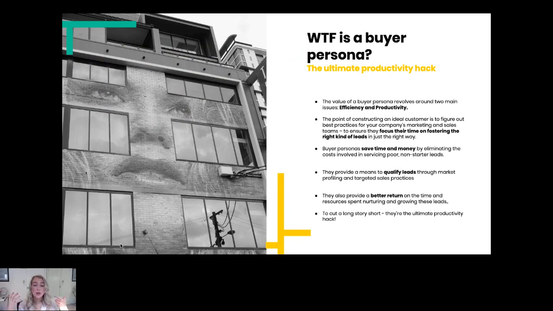In essence, buyer personas will save you time and money because they eliminate the costs involved in servicing poor non-starter leads. They also provide a means to qualify leads through market profiling and targeted sales practices. As well as this, they obviously also provide a better ROI on the time and resources spent nurturing and growing these leads. So to cut a long story short, they're basically what I like to think of as the ultimate productivity hack.